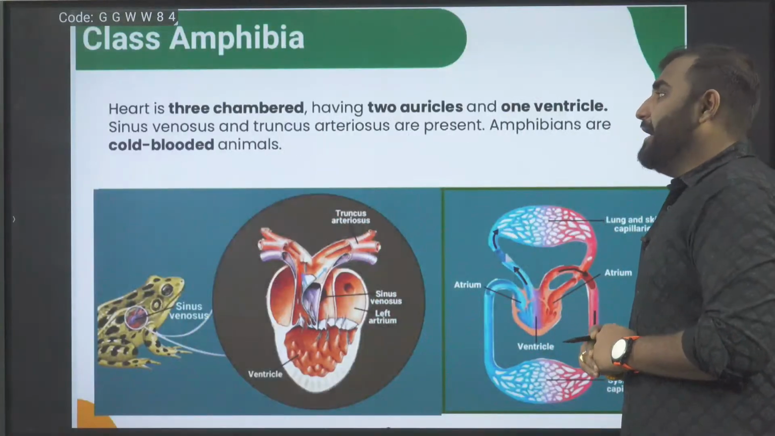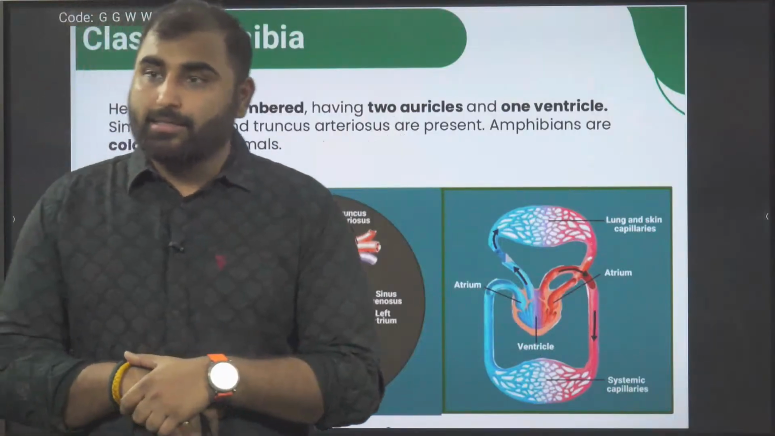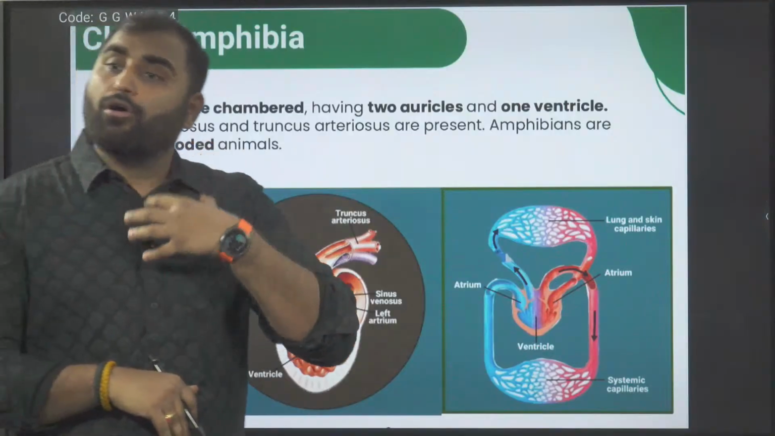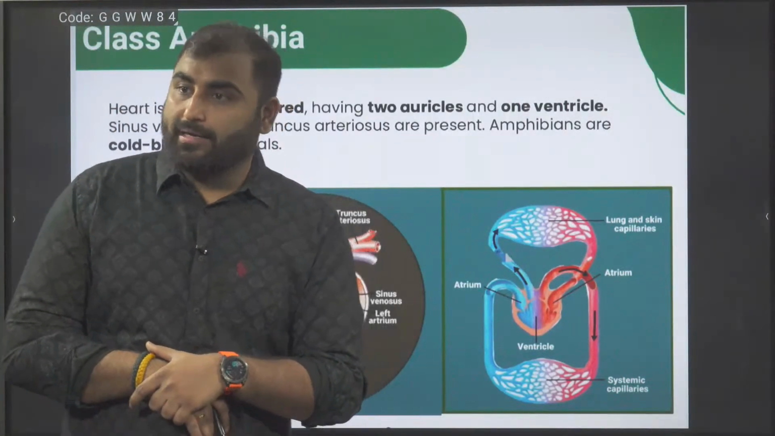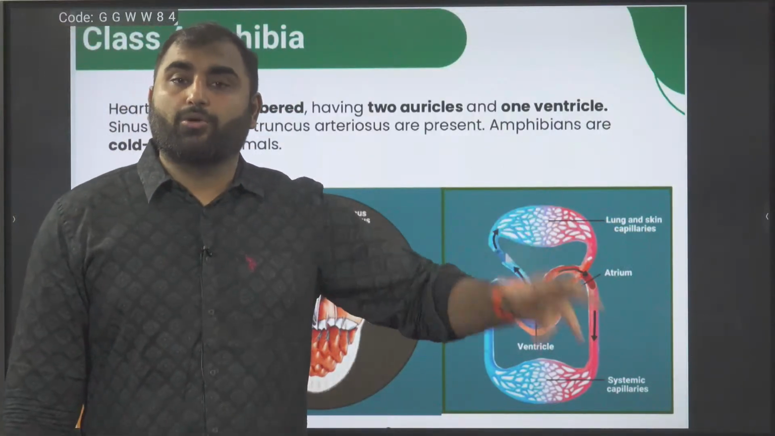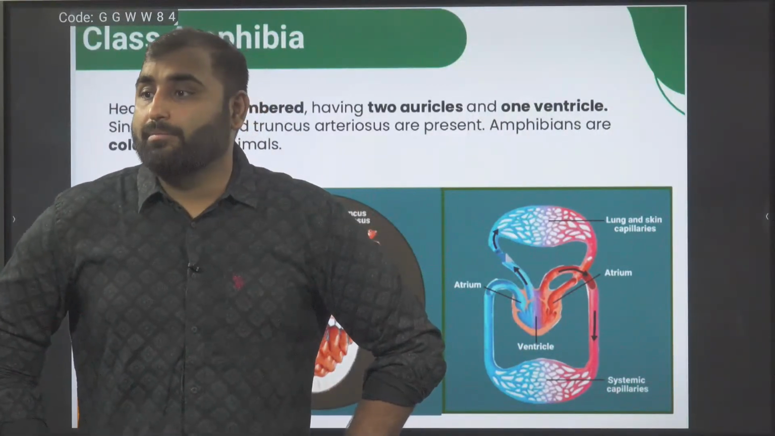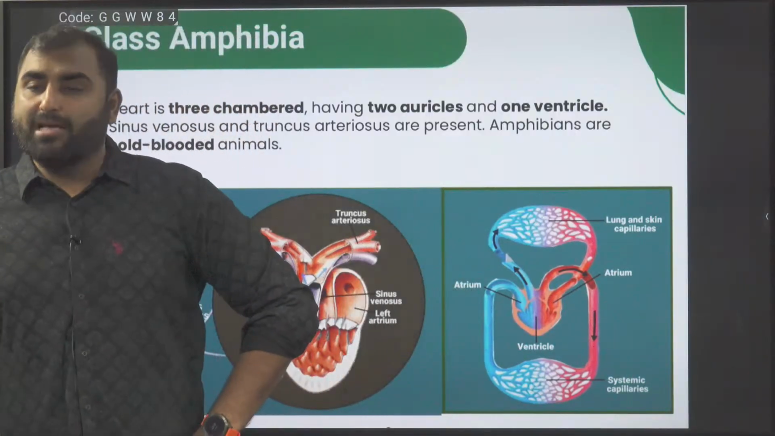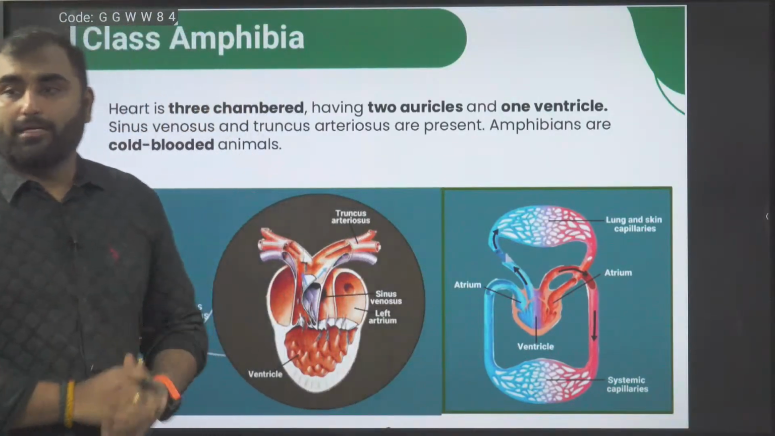Cold-blooded animals, but obviously they have RBCs also. RBC here is biconvex and nucleated. RBC in frogs is biconvex and nucleated, whereas for humans we say it is biconcave and enucleated. Correct, everyone? And if I talk about circulation, are we having a complete double circulation here? No. There is incomplete double circulation, since there is mixing of the blood happening in the ventricle. That's why we say there is incomplete double circulation.